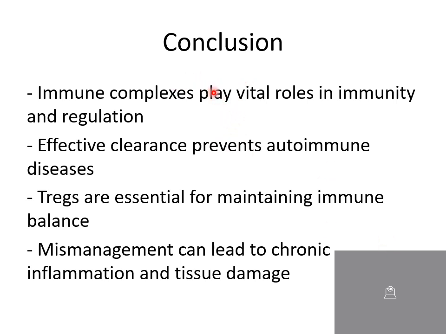So here is our conclusion. Our conclusion is going to summarize all of what we've seen in the above slides. Immune complexes are the combination of antigen and antibodies, and they play different roles, including in immunity and regulation. We've seen how immune complexes can be cleared well to prevent autoimmune diseases, and what Tregs, or regulatory T cells, are, which help in maintaining immune homeostasis and balance. Mismanagement of immune complex clearing can lead to chronic inflammation and tissue damage.